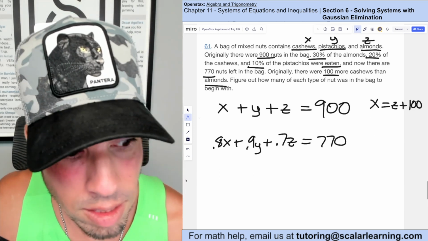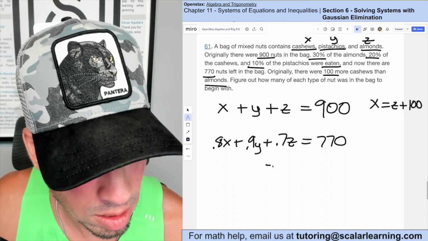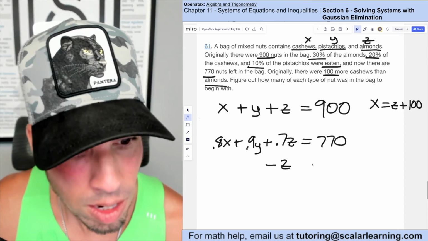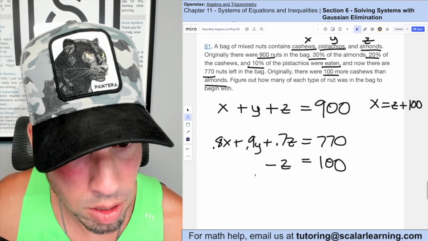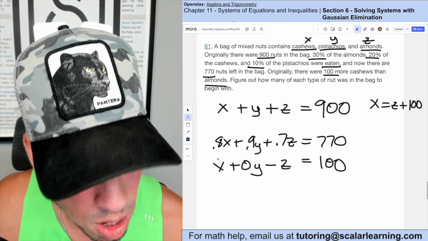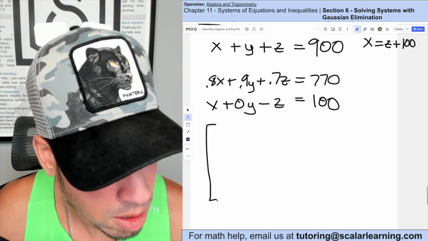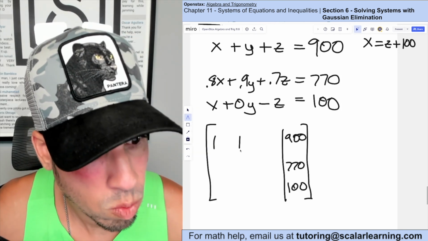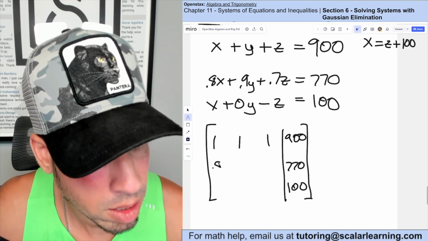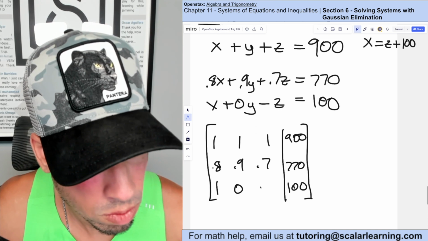So to get this into that nice format like we have over here, I'm going to subtract Z from both sides, right? Keep the 100 over there. X is chilling here, and we don't have a Y, so I'll just say 0Y. Now we can put this into an augmented matrix. Let's do that now. So here we have 1, 1, 1. Here we have 0.8, 0.9, and 0.7. Here we have 1, 0, and negative 1.